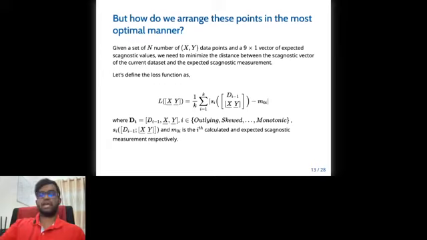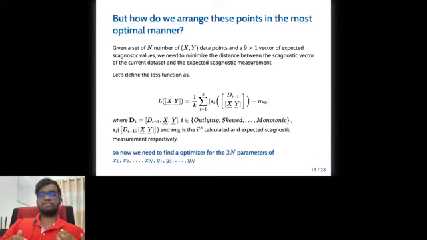Now, I have the loss function defined. Now, all I need is to find an optimizer for the 2n parameters of x1 to xn and y1 to yn. So for any n number of data points, I'll be having x and y coordinates. So I'll have 2n parameters.